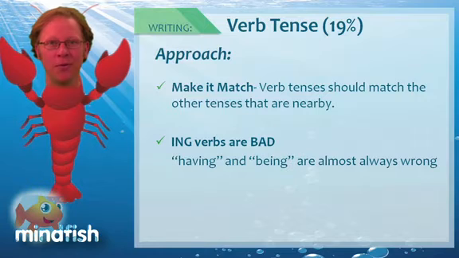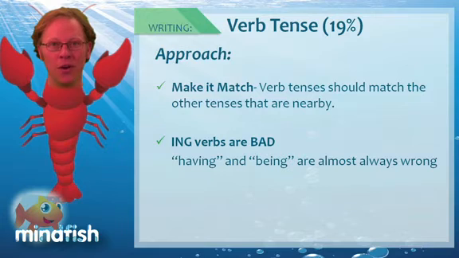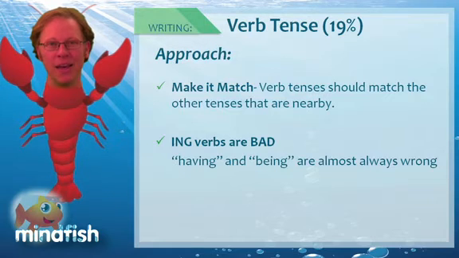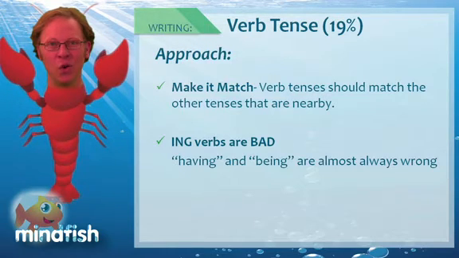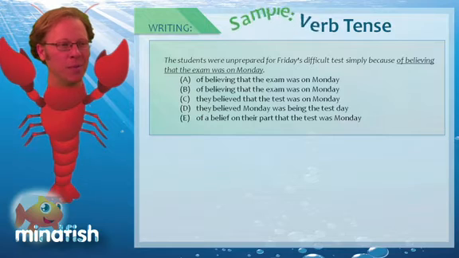Second tip that we've got here, ing verbs are bad. Simply put, verbs that end in ing often lead to awkward sentences. Therefore, these types of verbs are often wrong on the SAT. If you see an ing verb, make pretty darn sure that it's supposed to be an ing verb. More specifically, being and having are the 2 worst offenders as far as ing verbs go. Any sentence with being or having is usually wrong. Let's take a look at some examples.